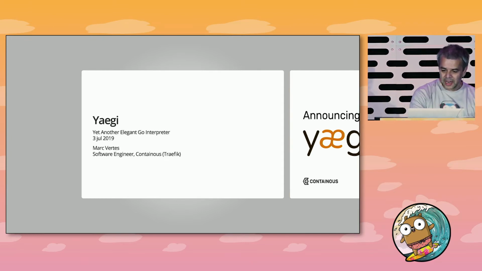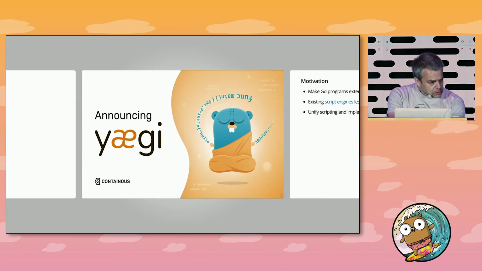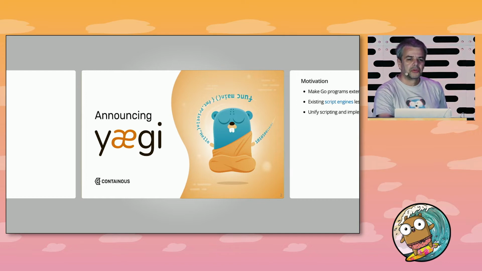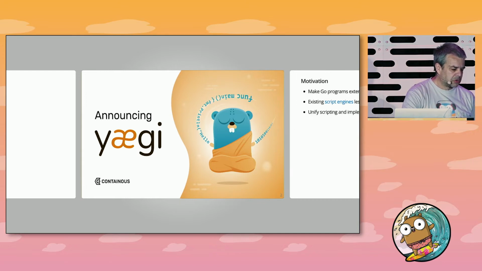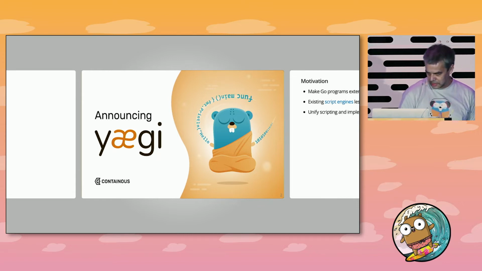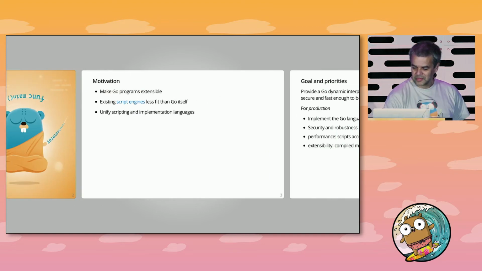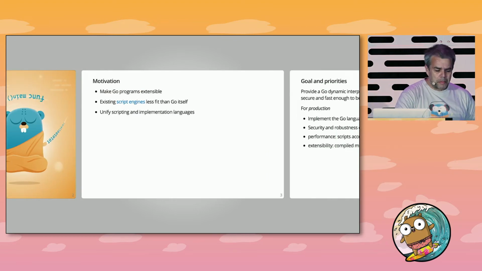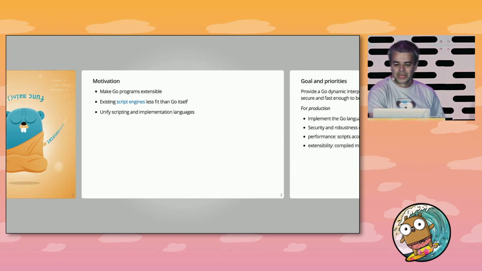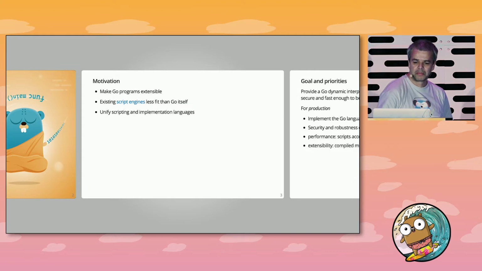Today we are announcing Yaegi. Yaegi is yet another Go interpreter, an open source project that we have just launched this week, so it's just the beginning. The main motivation for this Go interpreter is to make Go programs extensible without having to rebuild or redeploy them.